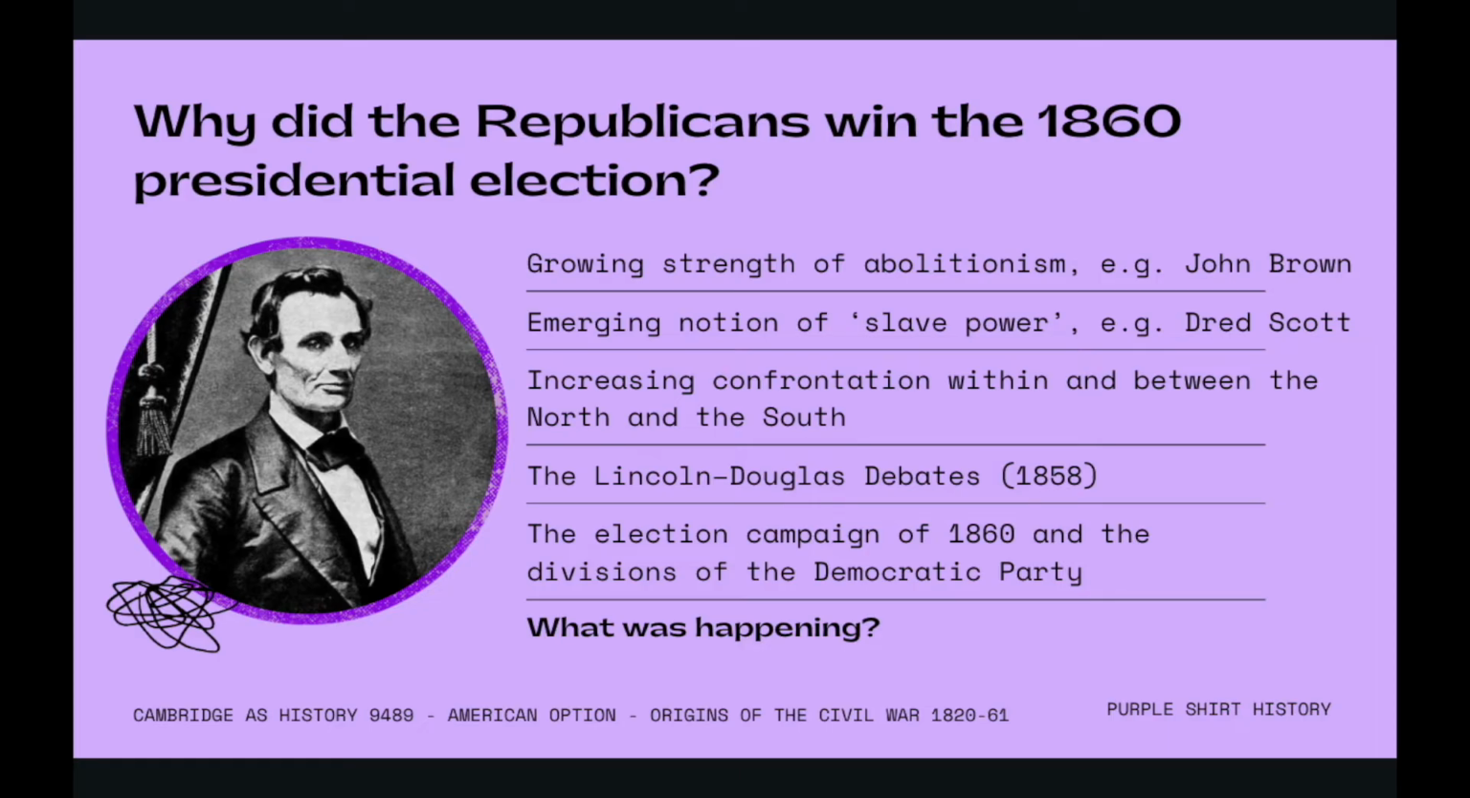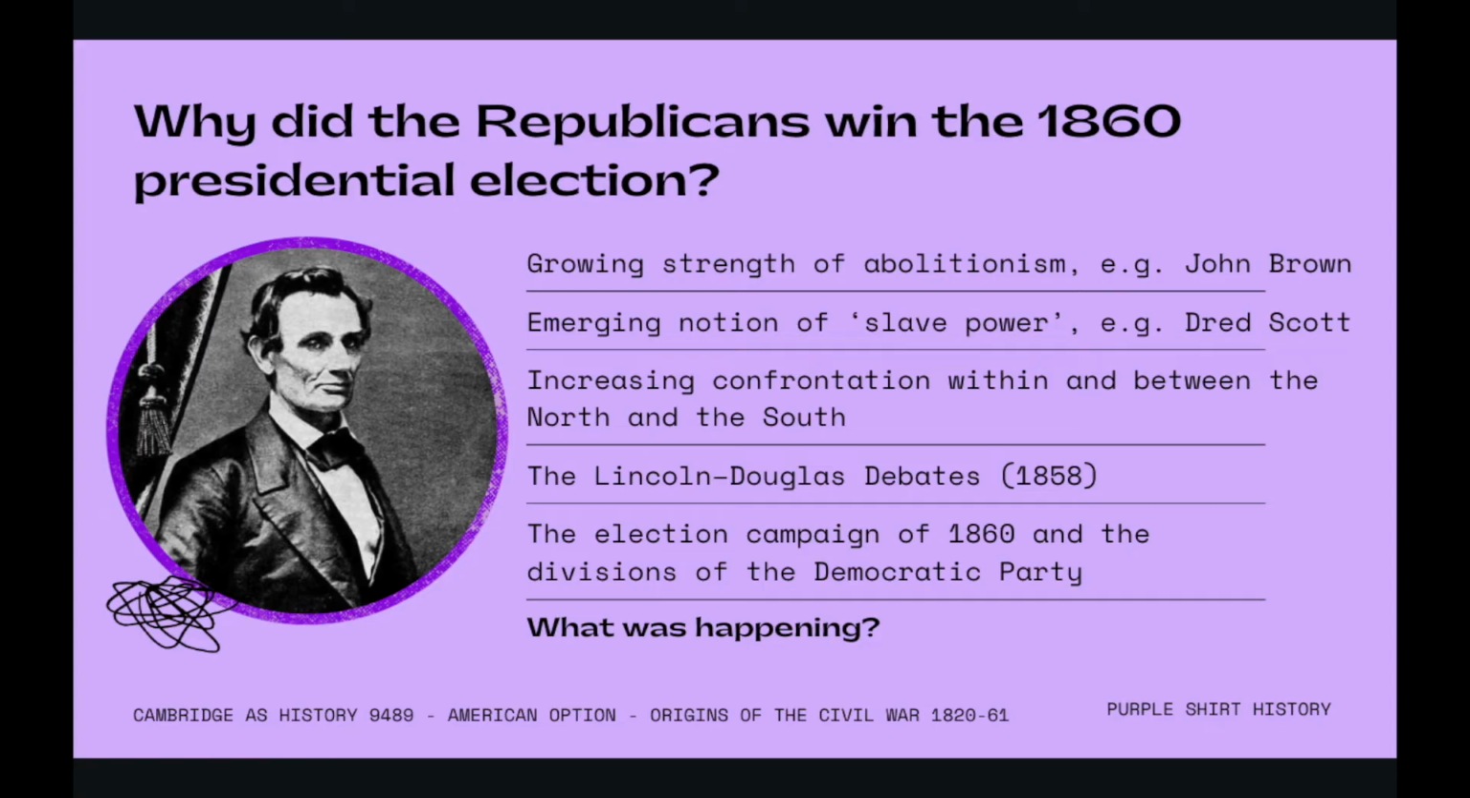Dred Scott managed to get to a free state, sued for his freedom, and Roger Taney, the Chief Justice of the Supreme Court, said in this majority ruling that slaves had no rights. They were property. The exact quote is along the lines of, they have no rights the white man is bound to respect. It again inflames the abolitionists, inflames the North, and it is another step towards the Civil War.